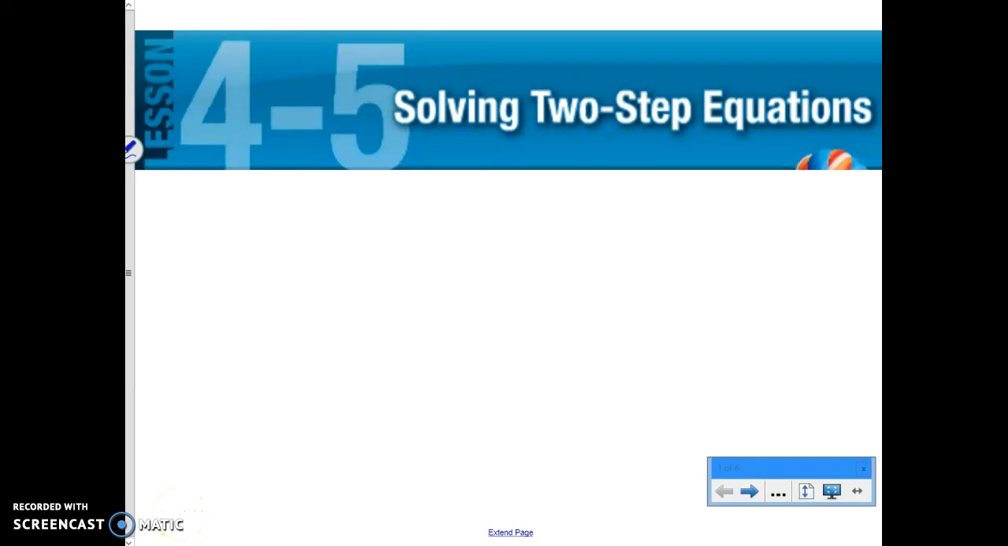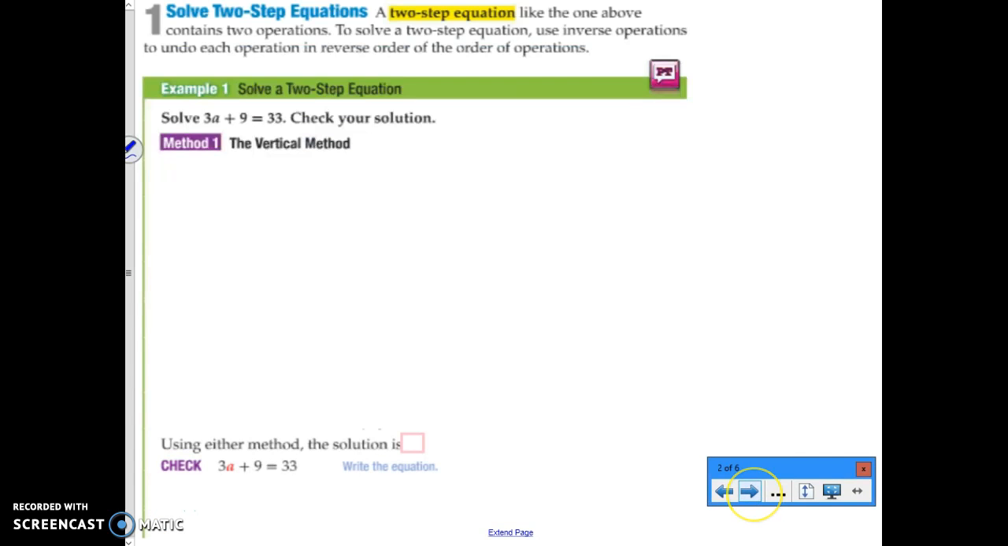Alright, today we are talking about solving two-step equations. This is Chapter 4, Lesson 5. A two-step equation, like the one shown above, which we can't see, contains two operations. So to solve a two-step equation, you use inverse operations to undo each operation in reverse order of the order of operations. So let's take a look.